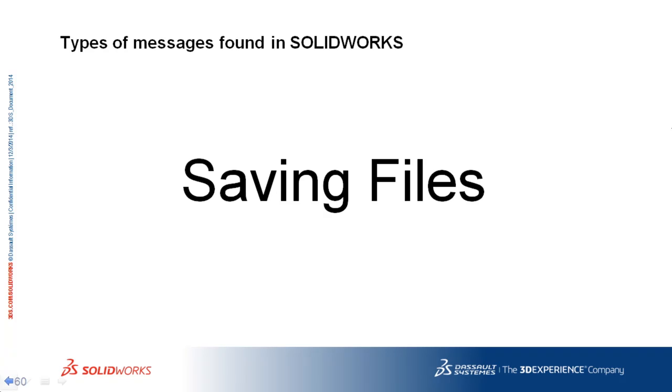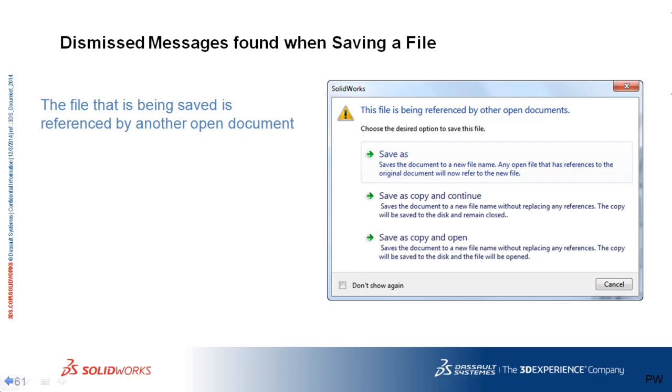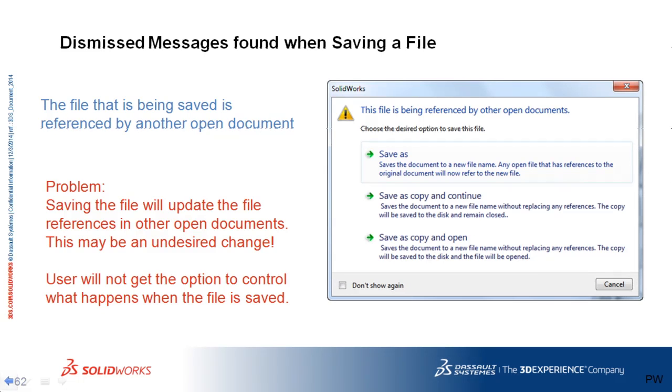Phil, what do you got for saving files? Got a couple examples in saving files. You've probably seen this one before. The file being saved is referenced by another open document. There's no problems if you dismiss that message, is there?